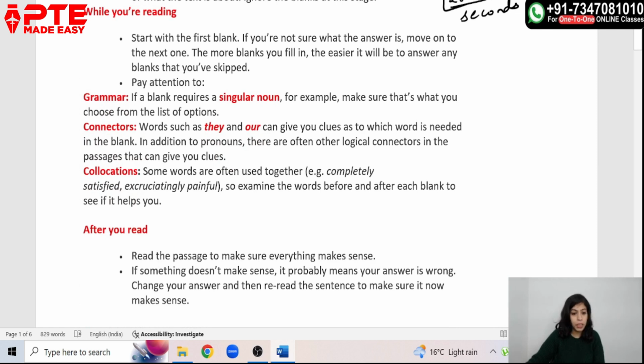And after you have done it, it's simply about reading the passage again with the answers to make sure whether everything makes sense or not. So, you're just reading it again to get an idea whether it's logical or not. Okay. So that's what you are going to do.